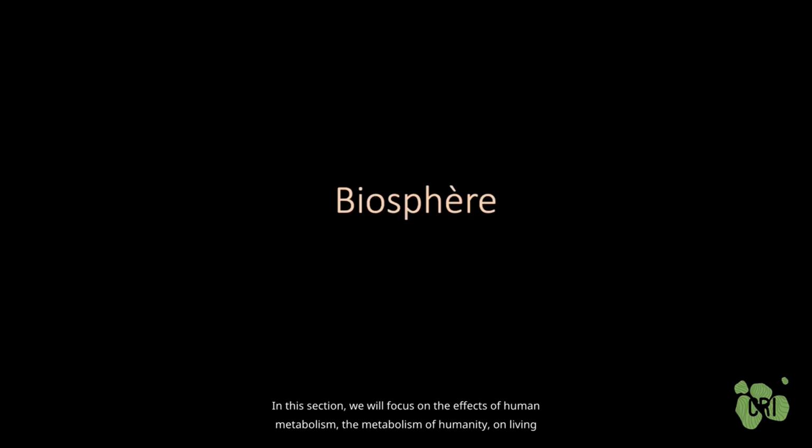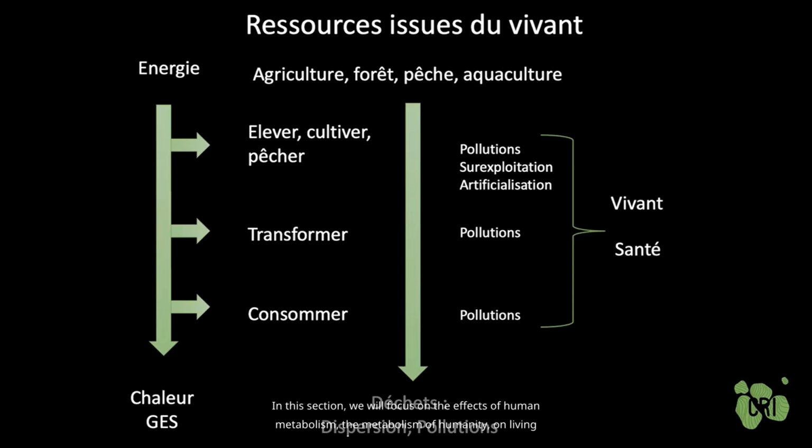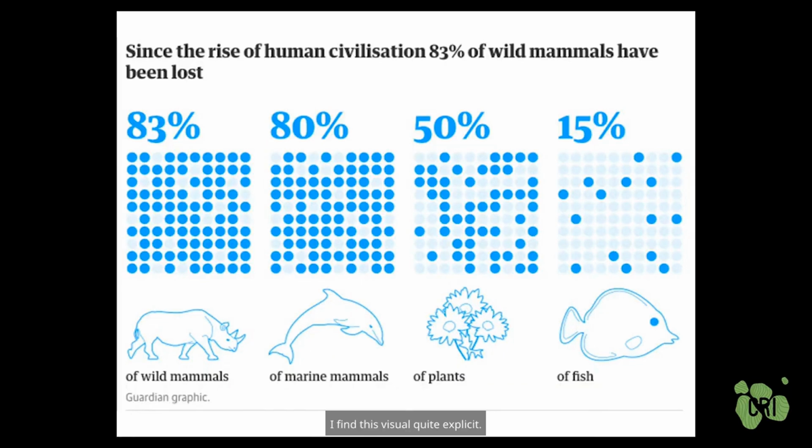In this section, we will focus on the effects of human metabolism, the metabolism of humanity, on living organisms, particularly on different species and ecosystems. So, a few numbers to start with. I find this visual quite explicit. Since the beginning of human civilization, 83% of mammals have been lost.